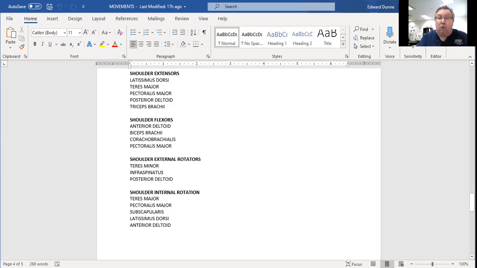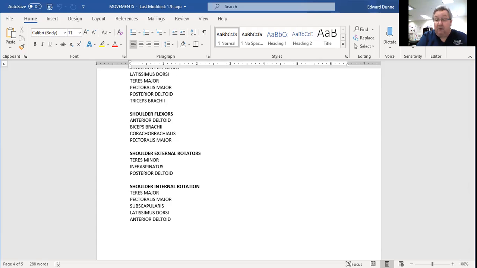The third really important extensor of the shoulder is the posterior deltoid, because its origin is on the spine of the scapula, and when it contracts, it pulls the arm backwards. Teres Major and Pectoralis Major are two of the minor muscles that do extension, but they need to be on the list because they do a lot of work in shoulder extension. So those are the extensors of the shoulder.